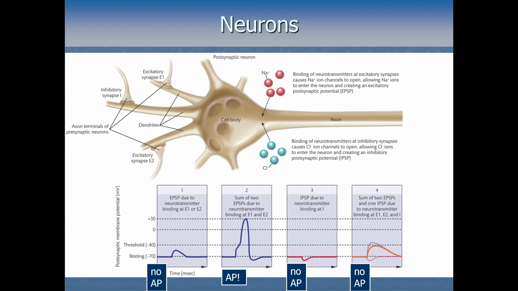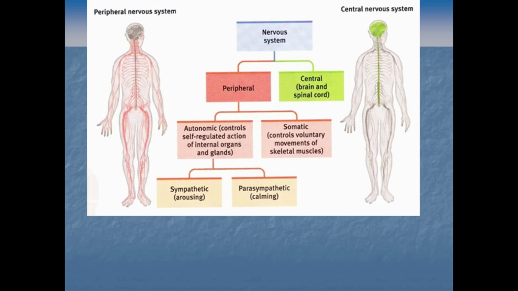All right, now let's put neurons into context within the body. Our entire nervous system is just a big system of neurons throughout our body. When we talk about nerves or nerve cells, those just mean neurons. That's all that means. So it's a system of neurons throughout our body, and it's really broken down into 2 major parts, 2 major subsystems.